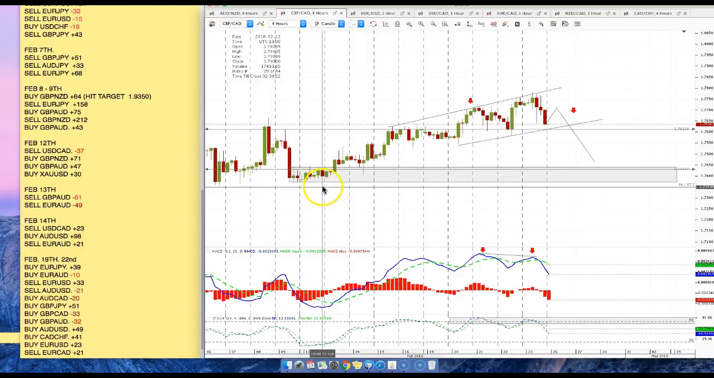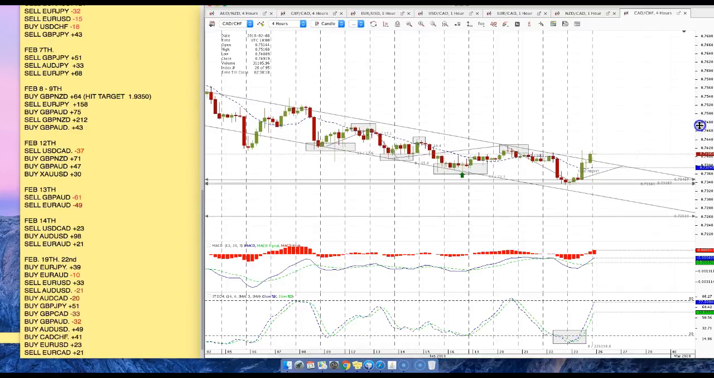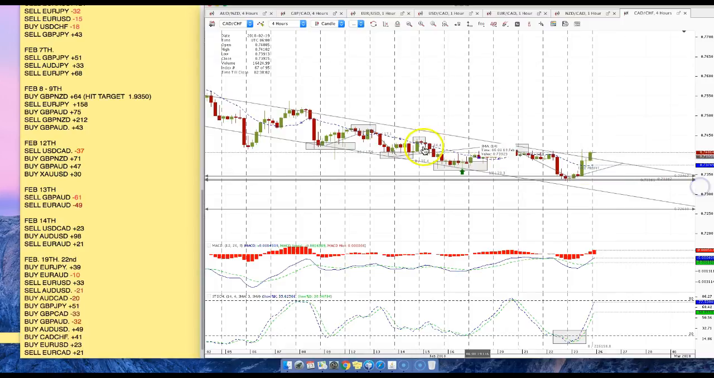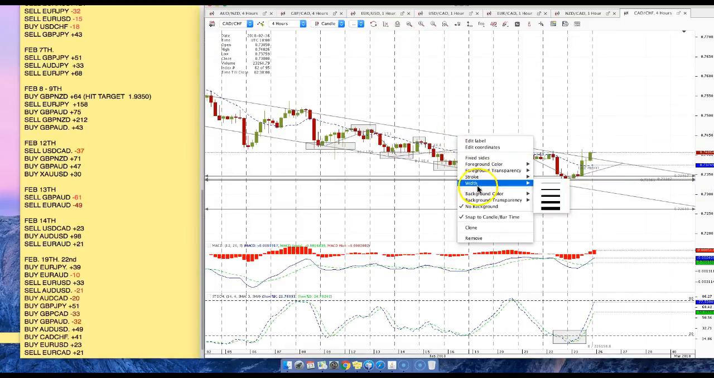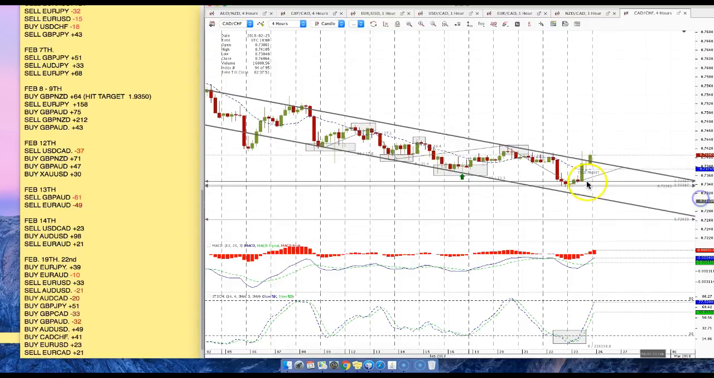Okay, we also have, I think, CAD Swiss. Remember we discussed the market is in a downtrend, but it does not go in a straight line. So we see this pattern. This is a 4-hour chart. Market rallies, hits the upper levels, comes back down. Now it has managed to break the trend line, so we're no longer in a downtrend on CAD Swiss. We're in an uptrend.